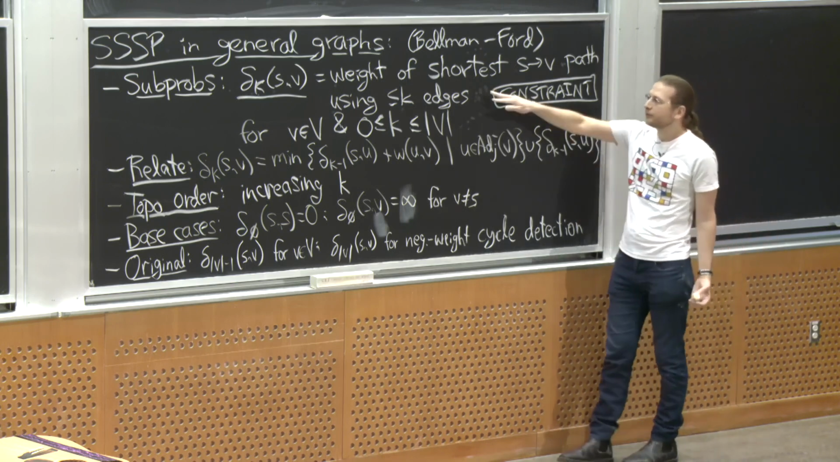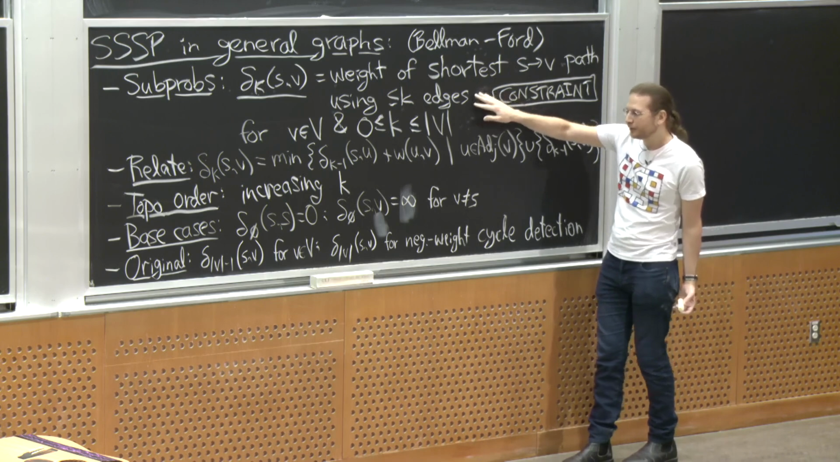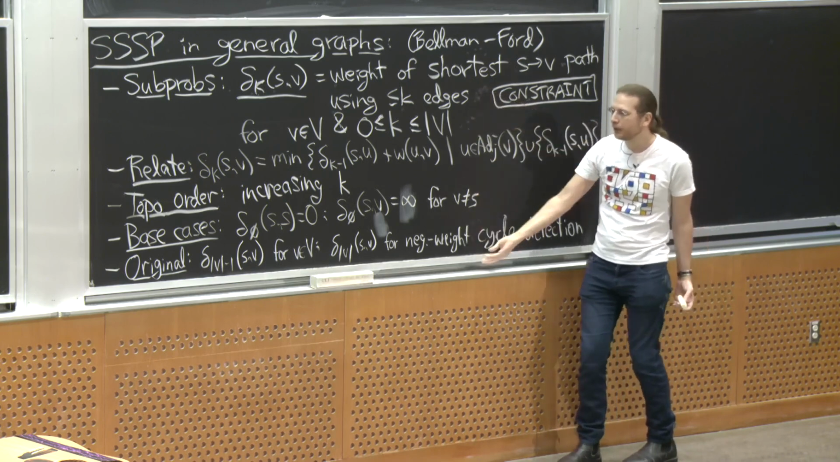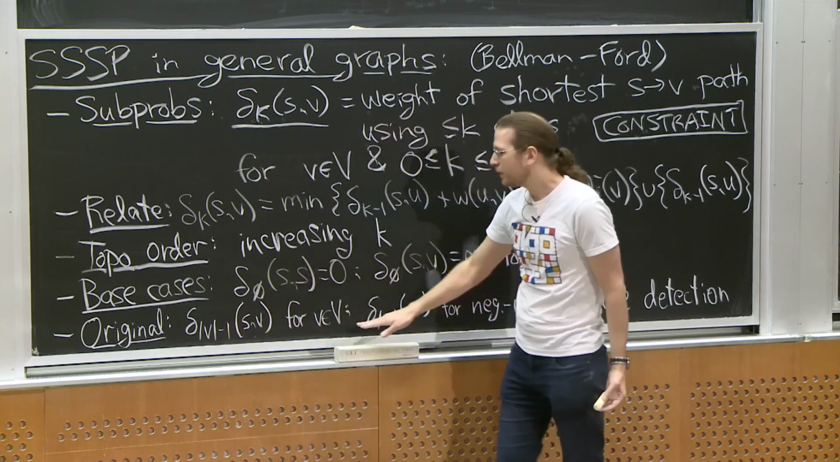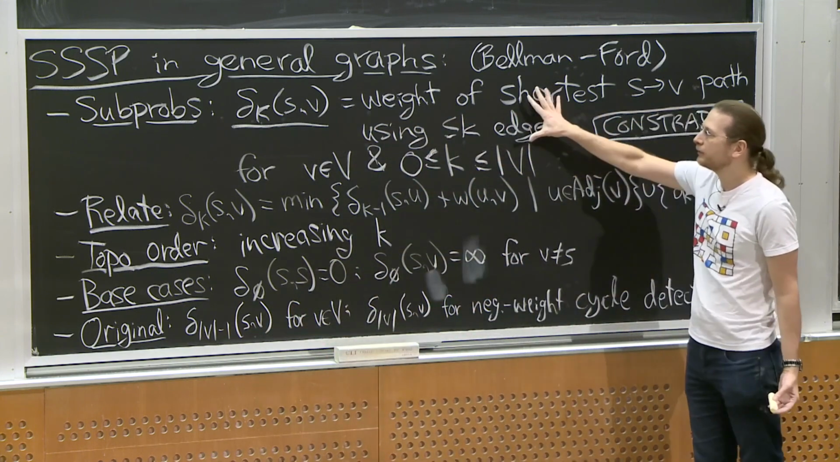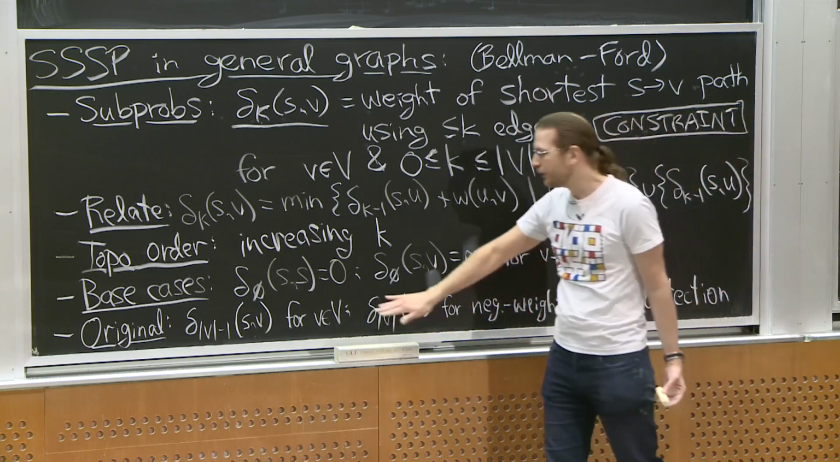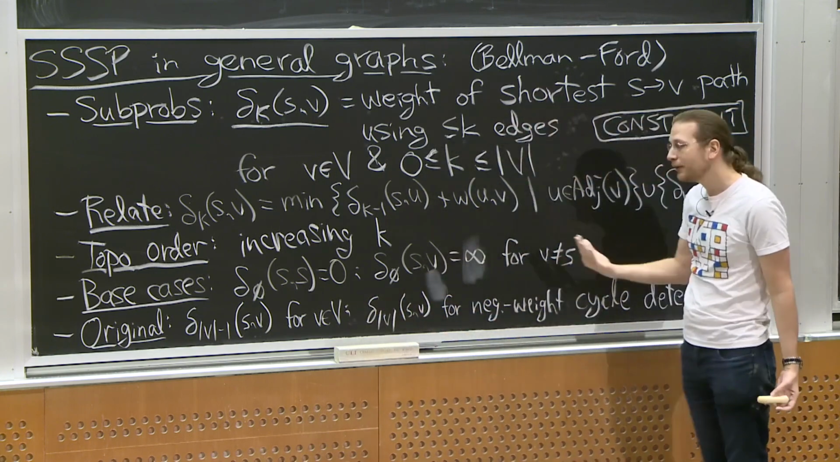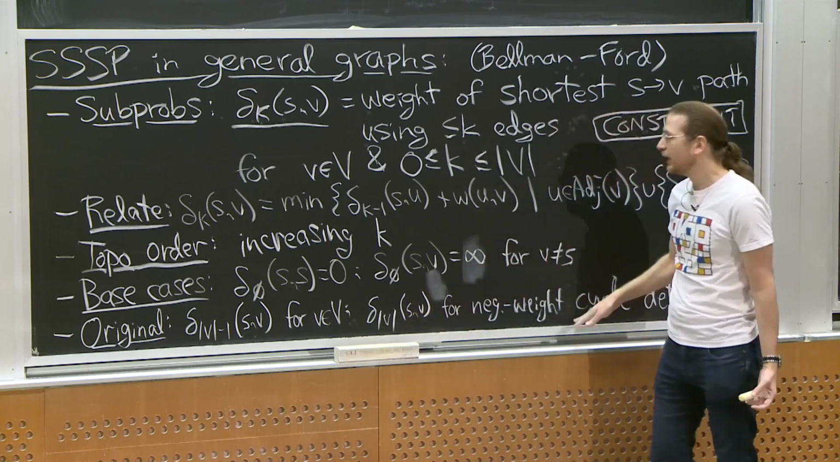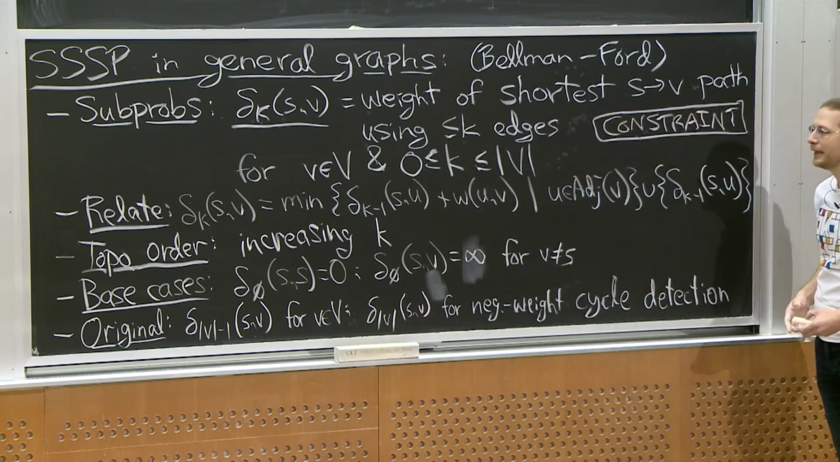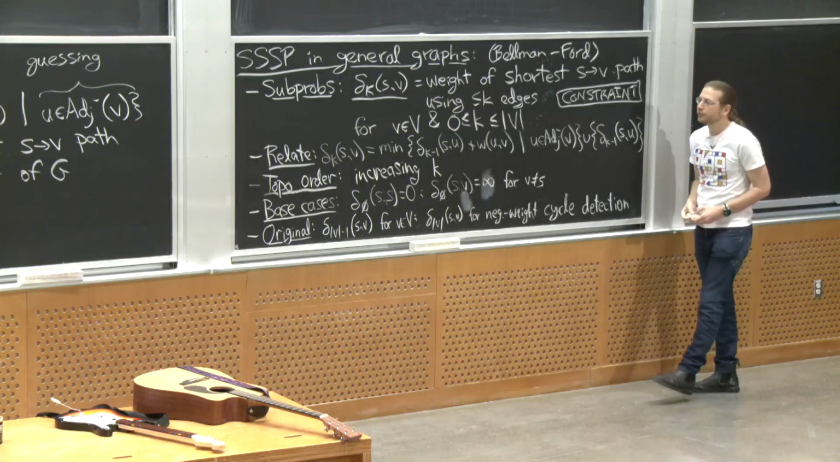But that's sort of the last thing we want to solve. So if we look down at the original problem we want, it's delta sub v minus 1 of SV for all v. So if we could solve these subproblems, as we saw with Bellman-Ford, we can solve the original problem unless there are negative weight cycles, and we use delta sub v of SV to check whether there are negative weight cycles. I don't want to repeat that, but that's all in the original problem.